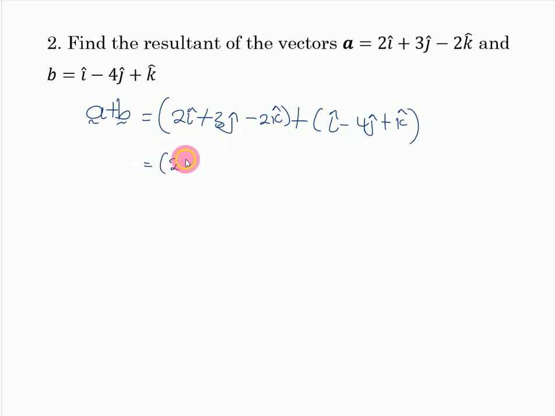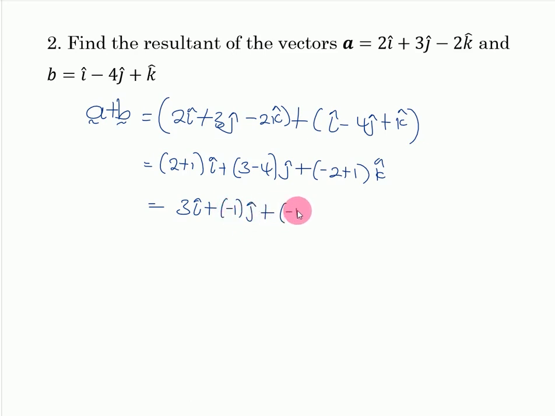In the i's we have 2 plus 1. For j we have 3 minus 4. Then for k we have negative 2 plus 1. And so I have 3i plus negative 1j plus another negative 1 in the k. So I can just write this as 3i minus j minus k, and that is what I have.